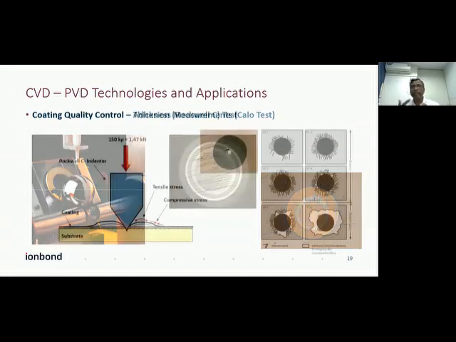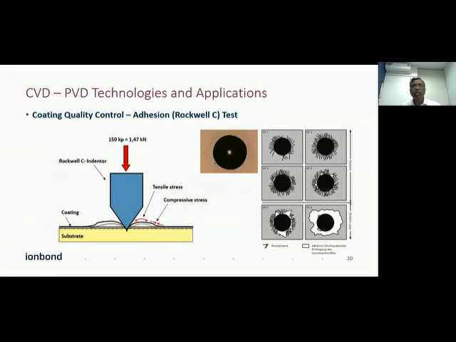Then adhesion. Adhesion is measured on a scale of six levels, HF1 to HF6. Here what I have shown is that up to HF1, HF2 and HF3, the adhesion levels are acceptable, and if it falls under the category of HF4, 5 or 6, then you can see that the coating is peeling off from the indentation. Then the coating adhesion is not good, and that tool is not good to use on the machine or wherever it is required.